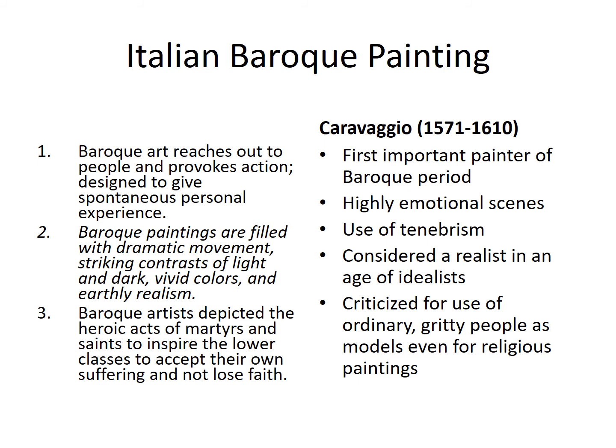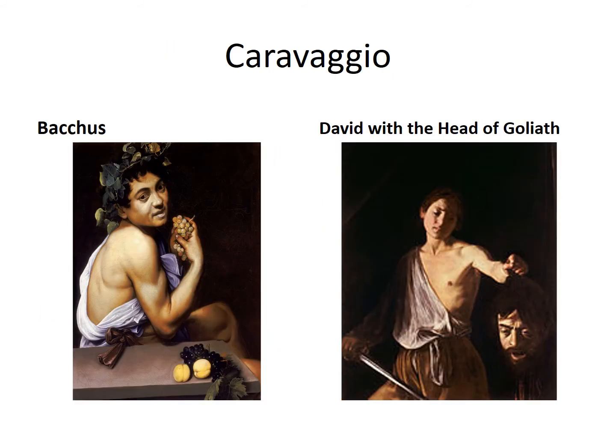He's considered a realist in an age of idealists, and he was criticized initially for his use of ordinary, gritty people as models for even his religious paintings. It's very scandalous. Here is his Bacchus.